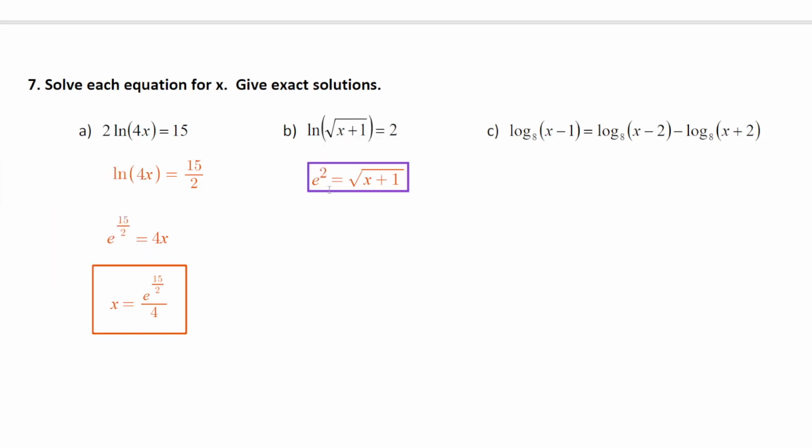So here I need to square both sides to get rid of that square root. So it's going to give me e to the 4th equals x plus 1. Then if I subtract 1 from both sides, I'm going to get x equals e to the 4th minus 1. If I plug this in here, it's going to be positive, so I don't have to worry about any extraneous solutions or anything like that. Wow. What a great answer.